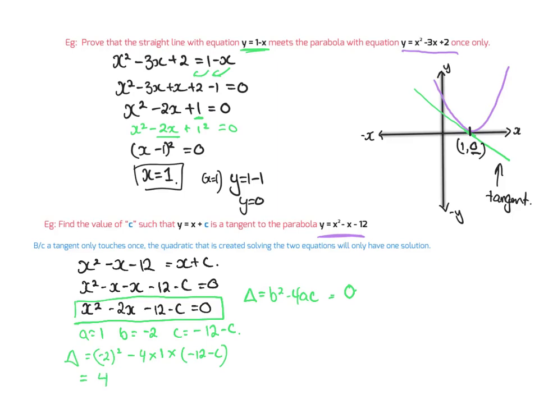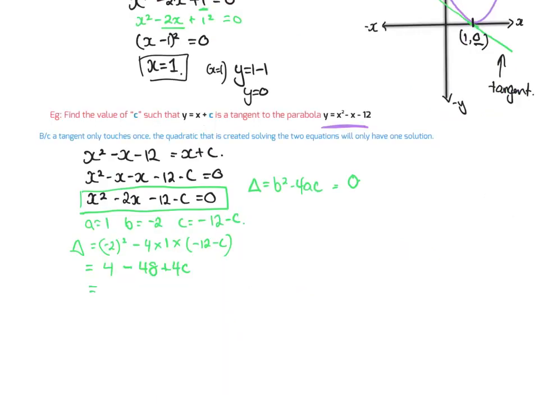Okay, so that ends up being 4 minus 48 plus 4c, okay, which equals, sorry, that should have been plus 48, so that equals 52 plus 4c. So that's what the discriminant is, but we're going to let that equal 0 because we only have one answer. And then you rearrange, so 4c equals negative 52, c equals negative 52 divided by 4. So c equals negative 13.